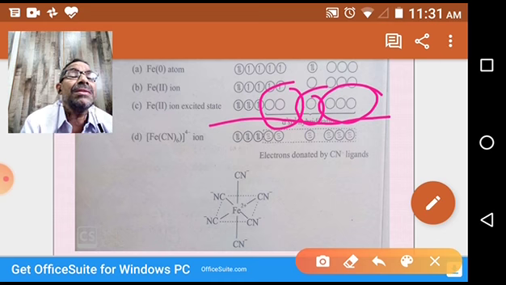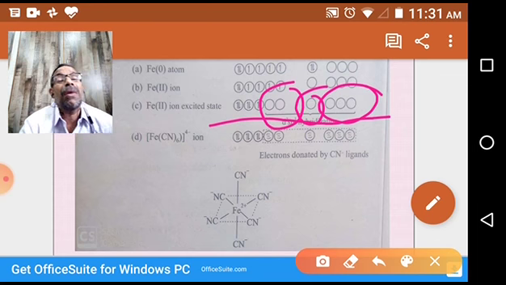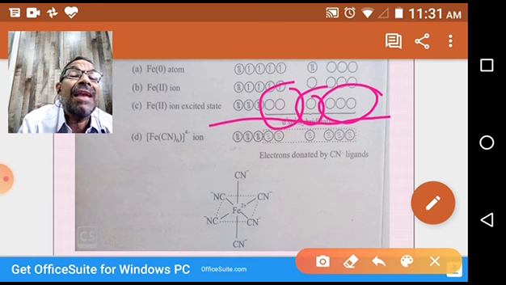So these d2sp3 hybridized orbitals overlap with the filled orbitals, the electron pairs of ligands with a lone pair of electrons. That means cyanido ligands. So these filled orbitals of cyanide ligands are overlapping with these 6 d2sp3 hybridized orbitals. So there is a formation of 6 coordination bonds from 6 cyanide ligands to iron ion Fe+2.